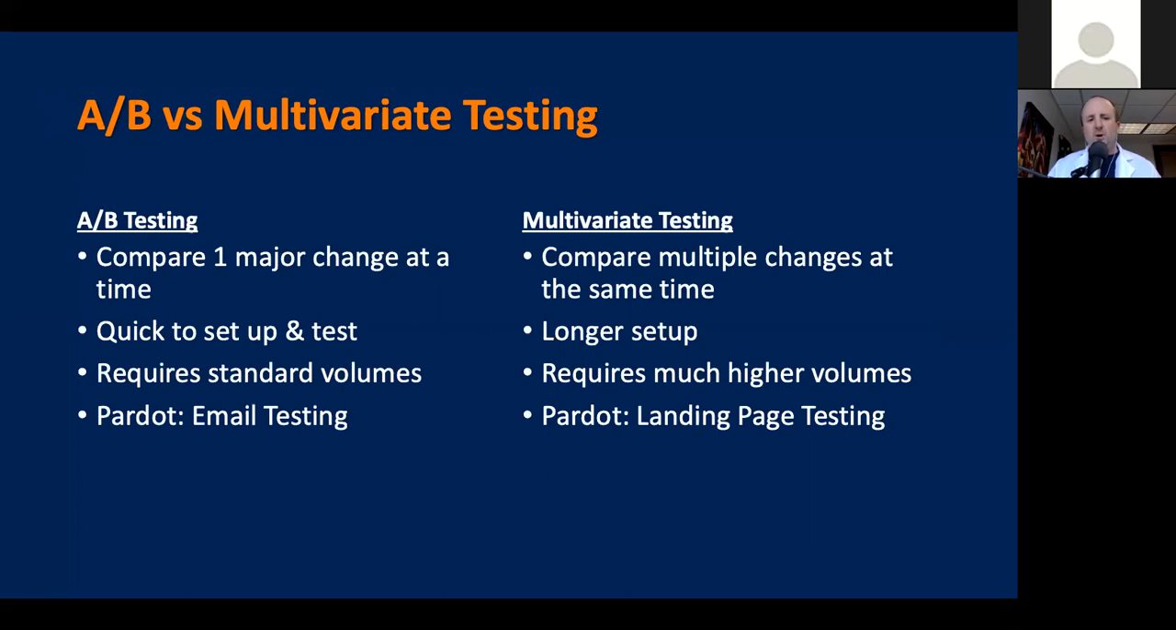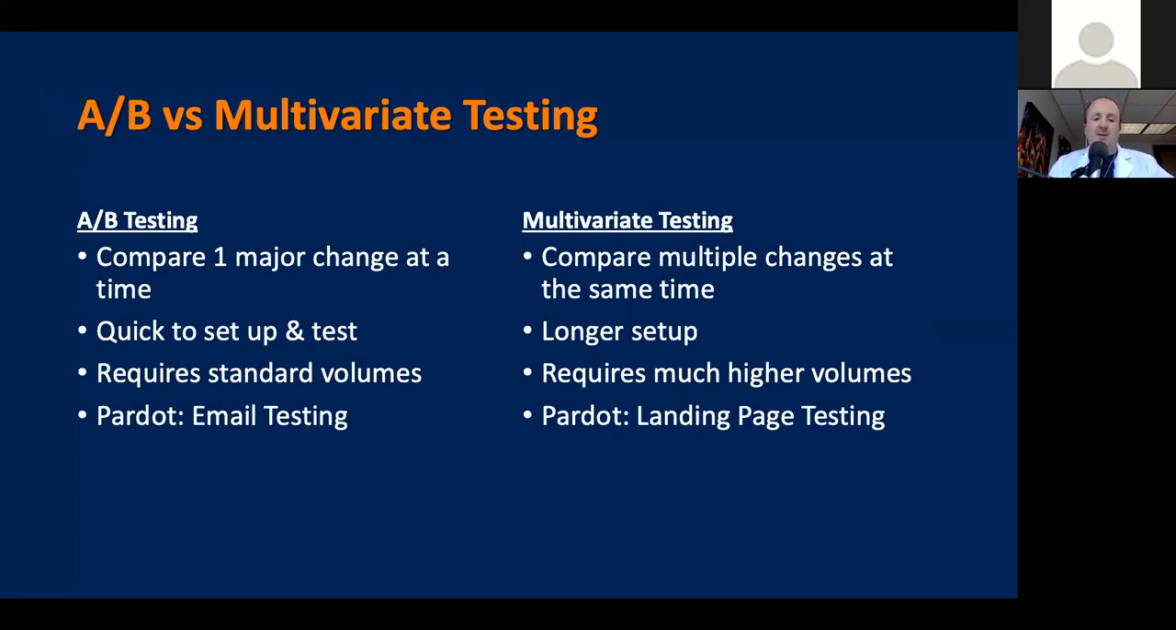Ideally, doing one change, or at least you're doing one version versus another. Very quick to set up. Very easy to test. I'm going to show you how in Pardot. You could just literally pull up the B version and change a word and hit send, and it's done. It'll go out, and you can wait some time and see what the results are. Very easy to do. It requires just about your standard volume, a little higher than your standard volume. But what we're doing is we're sending one version to one group, one version to the other group.